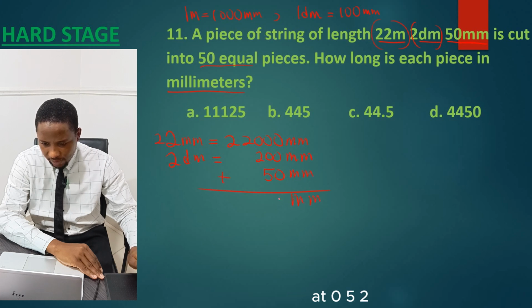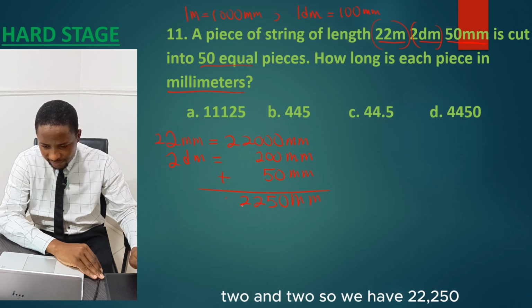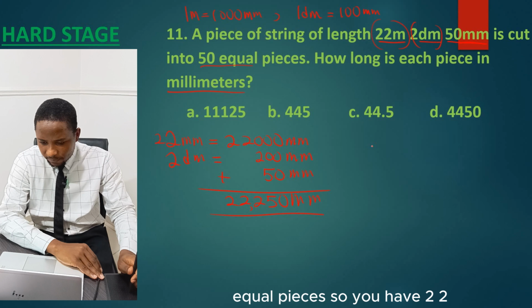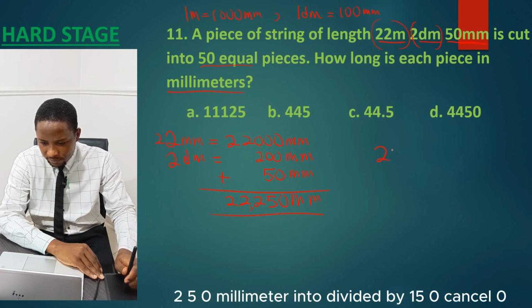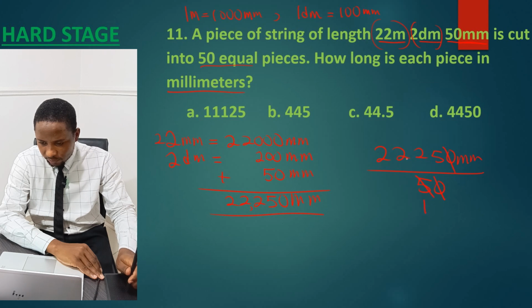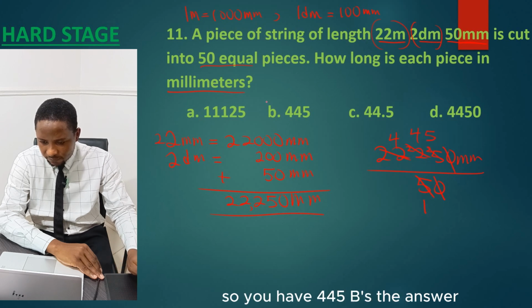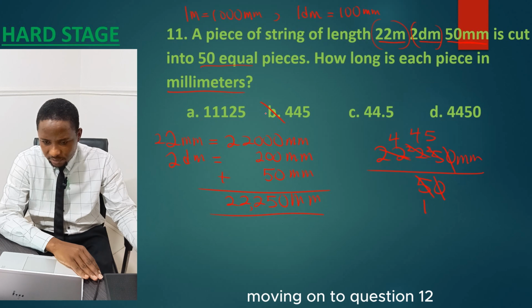Then the addition of all of these will be in millimeter. That's 0, 5, 2, 2, and 2. So we have 22,250. And I said that this is divided into 50 equal pieces. So you have 2, 2, 2, 5, 0 millimeter divided by 50. 0 cancels 0. 5 here 1, 5 here is 4, remainder 2. 5 here again is 4, remainder 2. 5 in 25 is 5. So you have 445. B is the answer. Moving on to question 12.